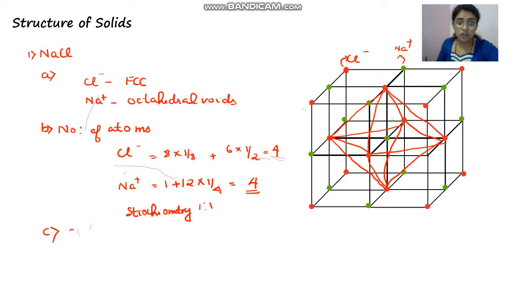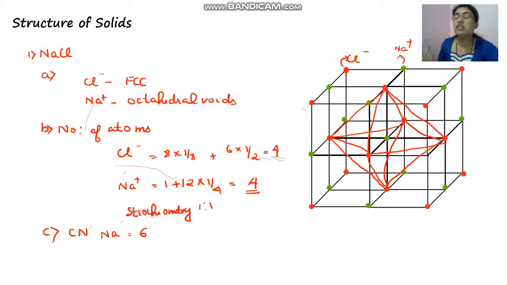To talk about the coordination number, we can see that since the sodium ions are in octahedral voids, each sodium ion is surrounded by 6 chlorine atoms. So the coordination number of sodium is 6.